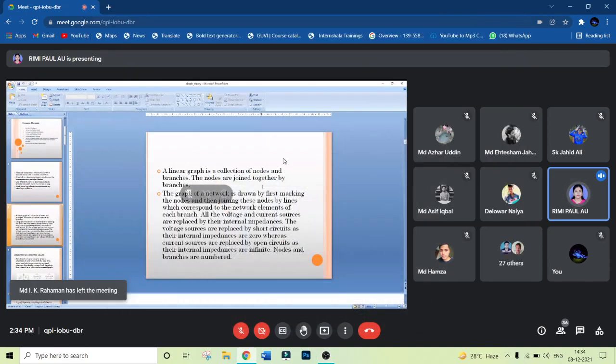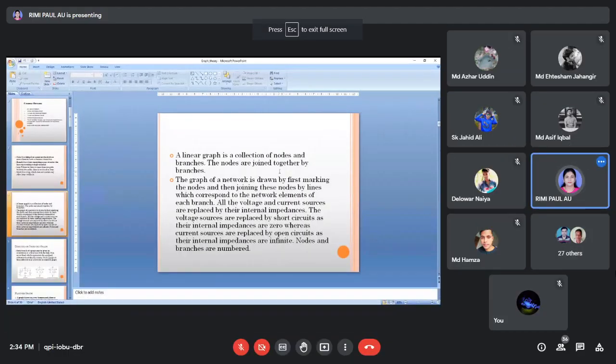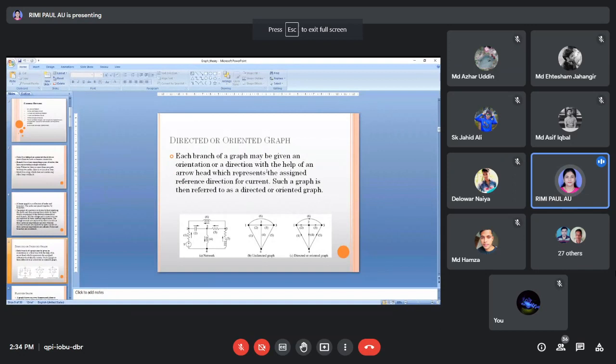Because we'll see how to solve different problems. And today we'll find out that if I give you any circuit or any network, then how to draw a graph from this circuit. So this is a very easy chapter. You just have to listen.